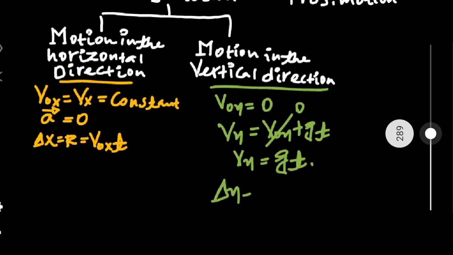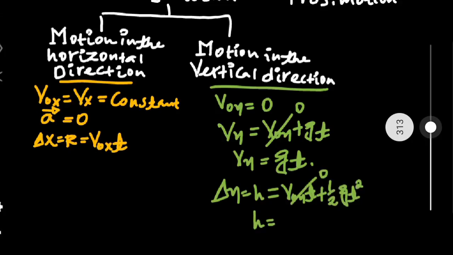And then the change in y, which is also known as the vertical displacement or height of the projectile, is given by the formula initial vertical velocity times time plus 1 over 2 gt squared. The initial vertical velocity becomes 0, so 0 times time is 0, and we are left with 1 over 2 gt squared.